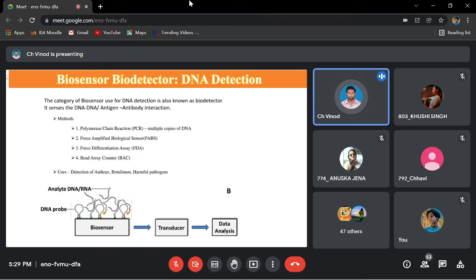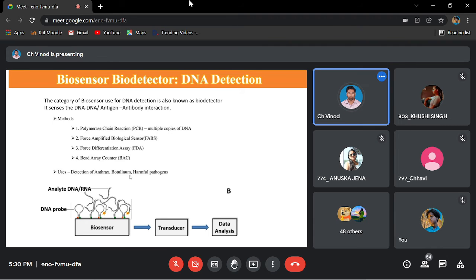Okay, so in the same way you have different other methods also being applied for DNA detection. Like we have FABs, force amplified biological sensors, then we have force differentiation assay, then we have V-direct content. All of them are basically used for the detection of DNA in your eluents. So what are we exactly detecting here? We are using it for detection of any sort of dangerous thing.